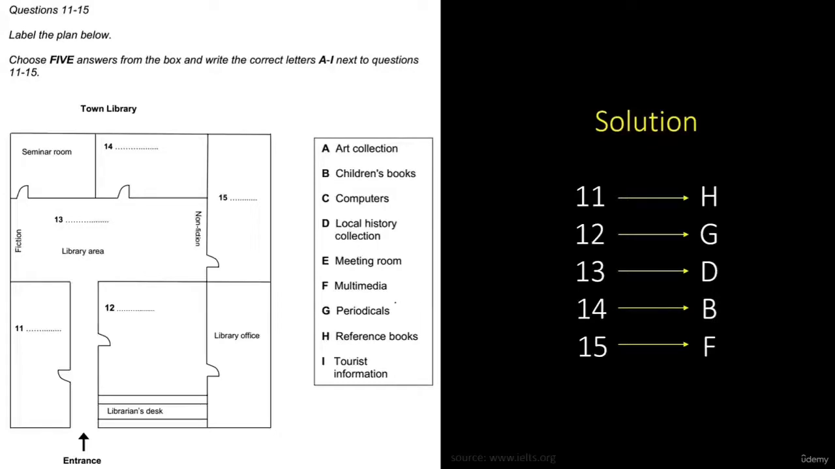13th is D, which is local history collection. Please don't write the full answer as the answer. Just write the option. Option is correct. 14th is B, children's books. And 15th is F, which is multimedia. Okay, this is 15th. So I hope you got all correct answers. If you didn't, go through the instructions or pointers and do similar examples and see how it helped you.